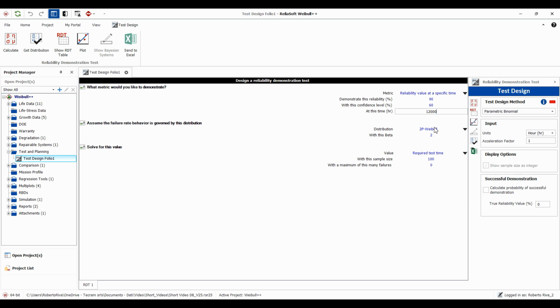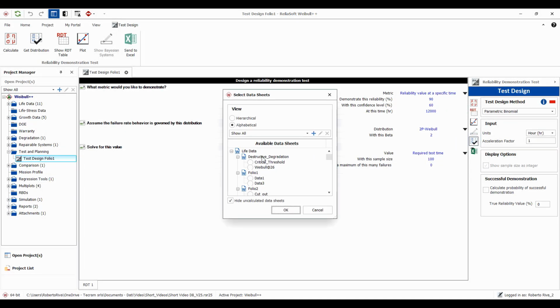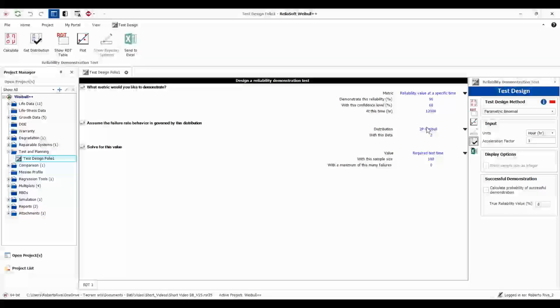And then the second part of the question is the failure rate behavior of our product. So we can either attach an analysis that we've carried out to determine the model and a parameter, in this case a shape parameter, or we can opt from the pull-down menu: two-parameter Weibull, normal, one-parameter exponential, lognormal, and then we assign what we consider to be a reasonable value of the shape parameter. In this case, we leave this as it is.